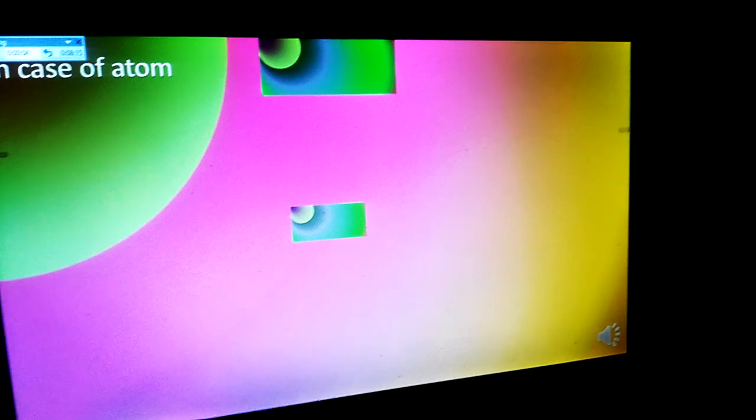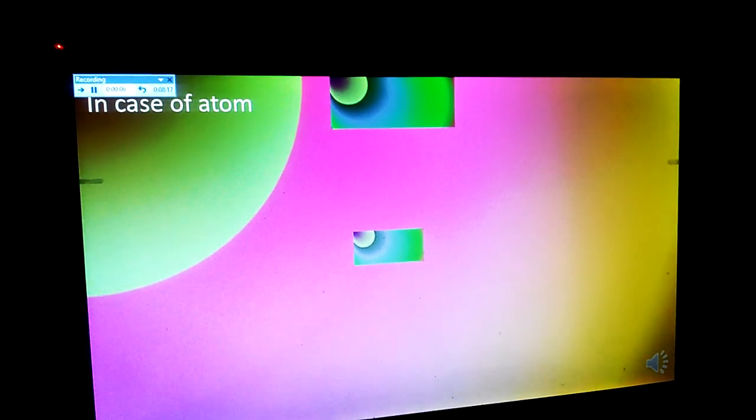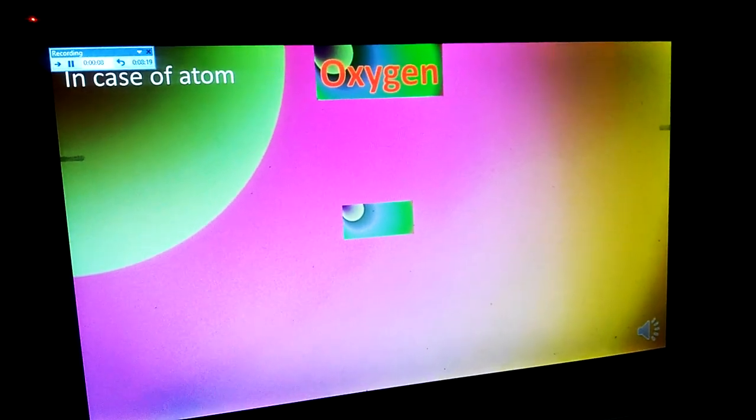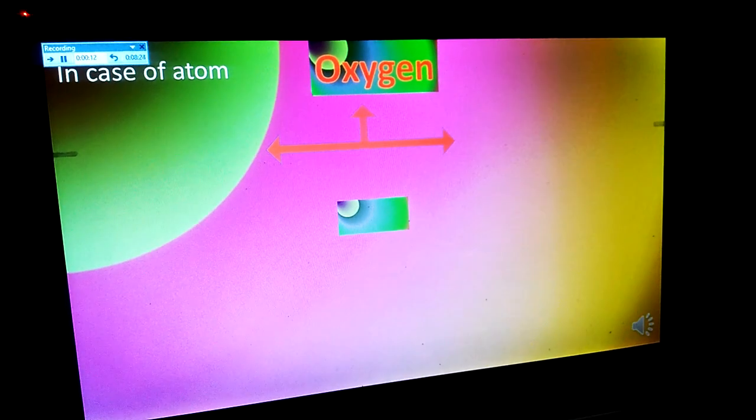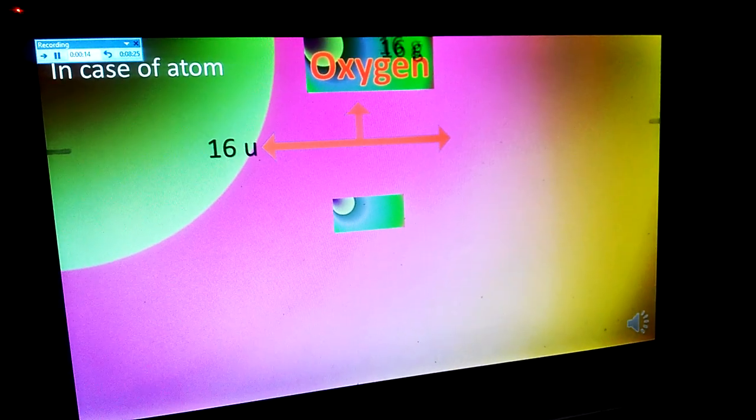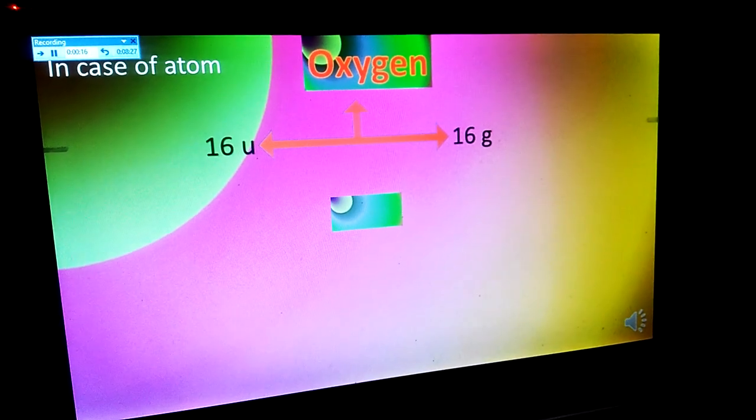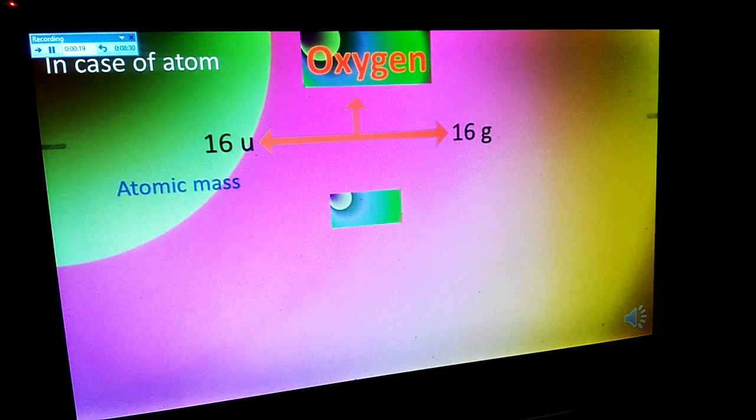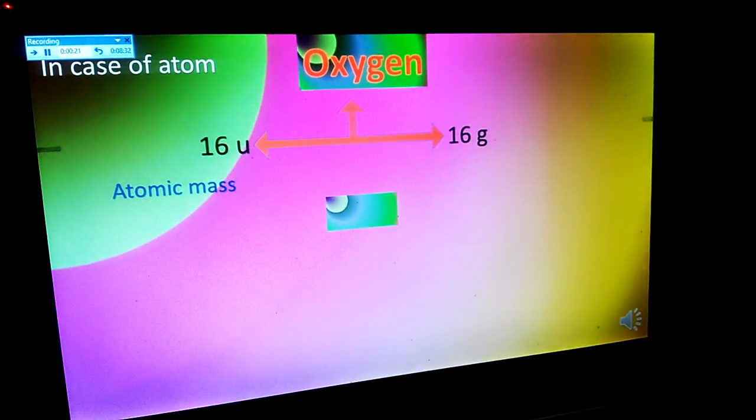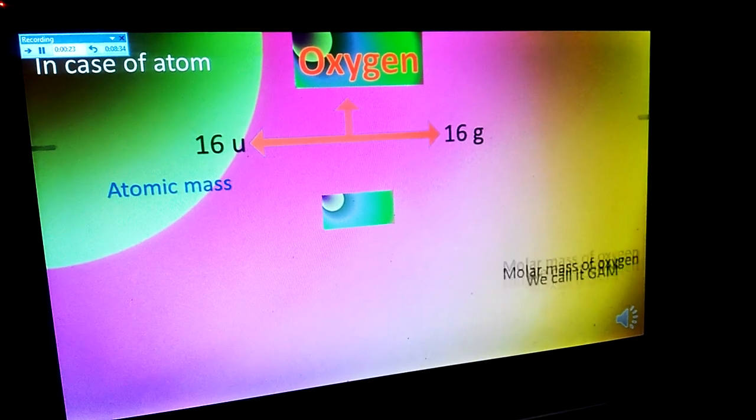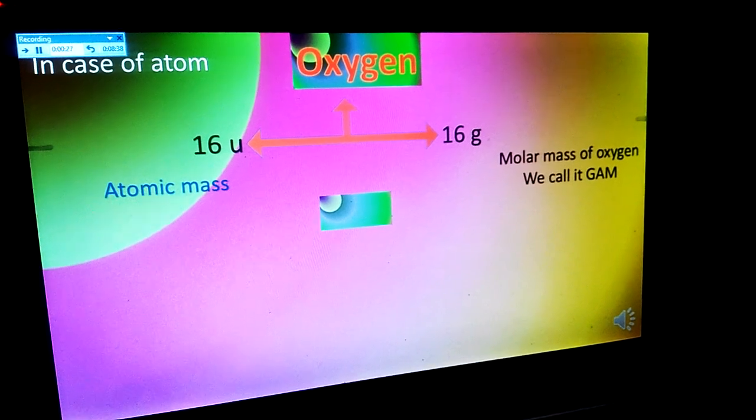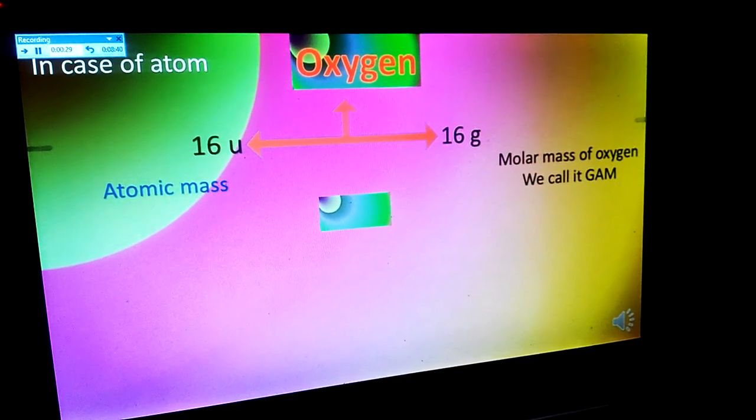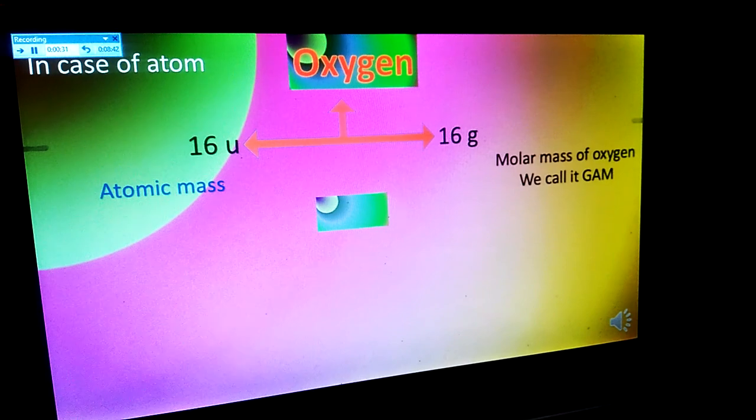In case of atom, for example, oxygen atom, 16 AMU and 16 gram. 16 AMU represents its atomic mass, that is the mass of a single atom. 16 gram represents the molar mass of oxygen, and we call it capital GAM, gram atomic mass.